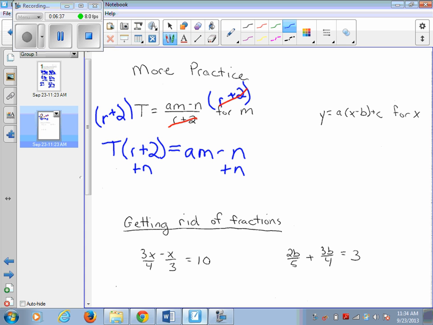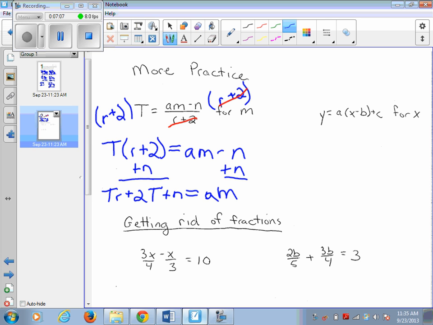Now it is completely up to you if you would like to distribute that T first. So I didn't in my answer key, but I will in this example just so you can see both. We have TR plus 2T plus N is equal to AM. Let's see if I can fix that equal sign.